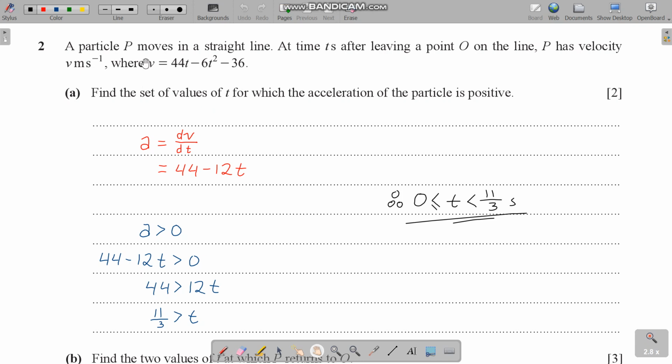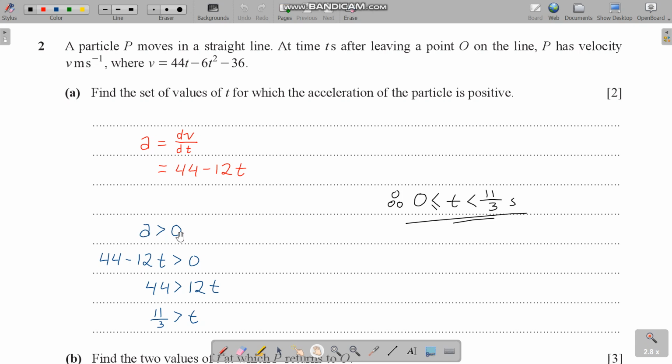Kinematics. So we have the velocity function. We need to find the t when the a is positive. So acceleration is dv/dt. We differentiate v with respect to t. 40t becomes 40, minus 6t squared becomes minus 12t, and the minus 36 becomes 0.